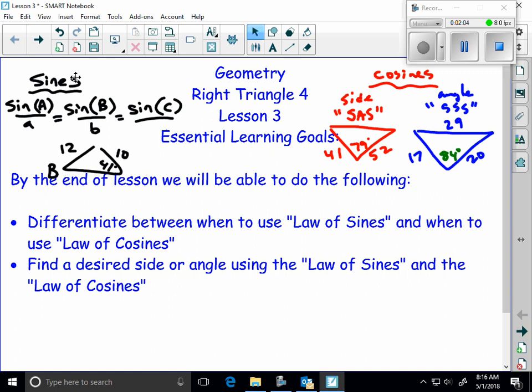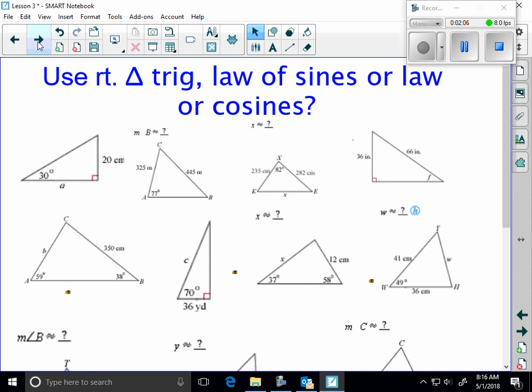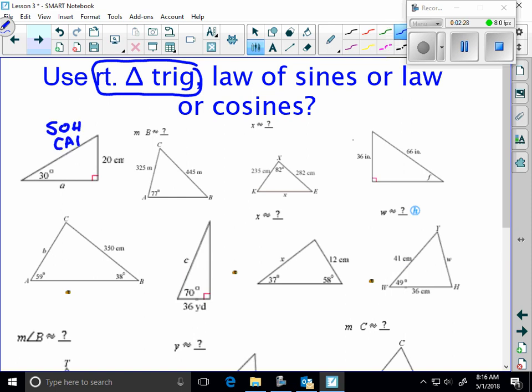Okay, let's get started here and take a look at a few examples. Do I have a side angle pair? I do, except what angle am I given in there? A 90. So in that case, I'm going to use right triangle trig, which is SOHCAHTOA. With right triangles, you should always use SOHCAHTOA.